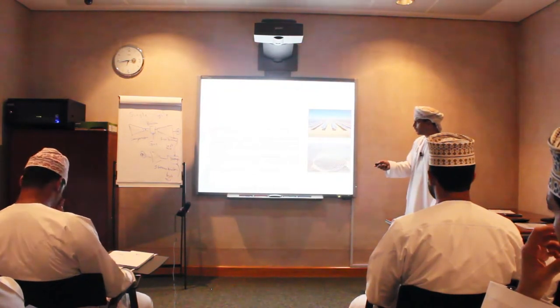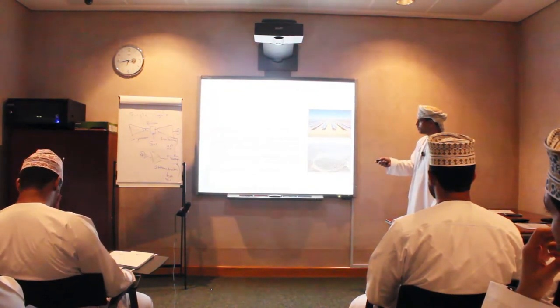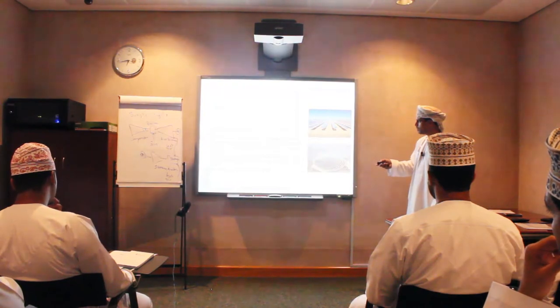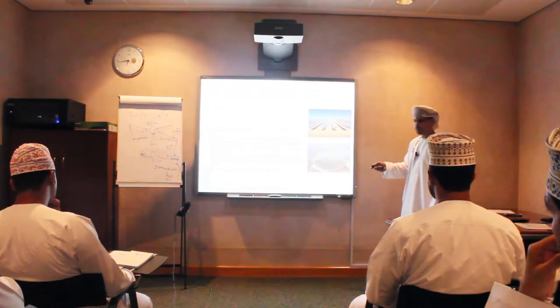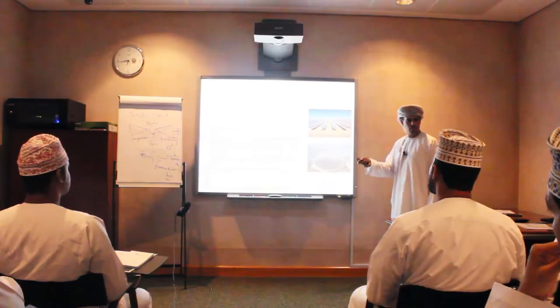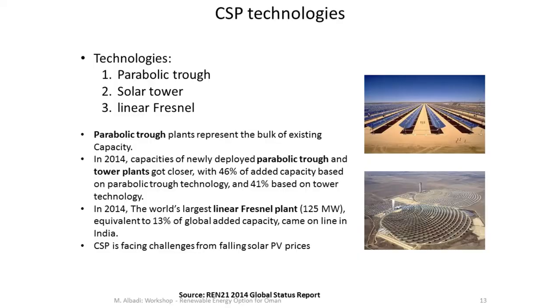Now, in 2014, the newly developed parabolic troughs and the tower plants were close. Remember, in 2010, most of it was just parabolic trough. But in 2014, last year, in the recent report that was published two months ago, it was about the same. So solar towers like this have very close capacity to this one.